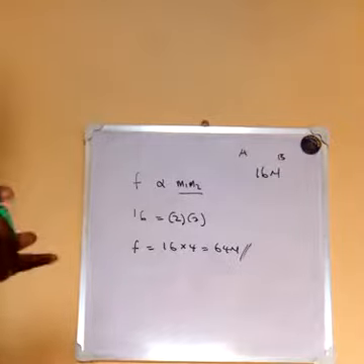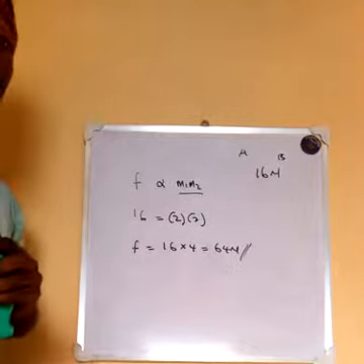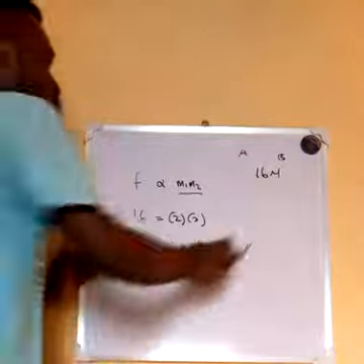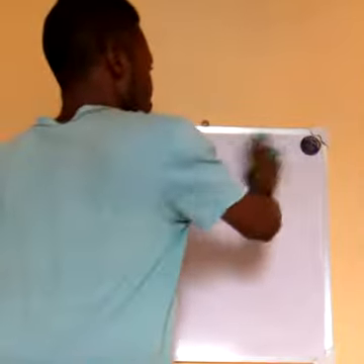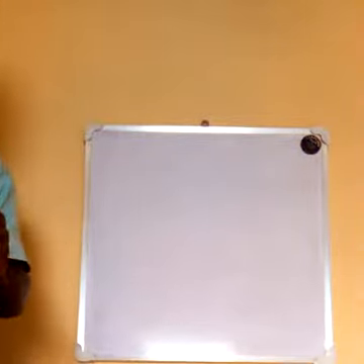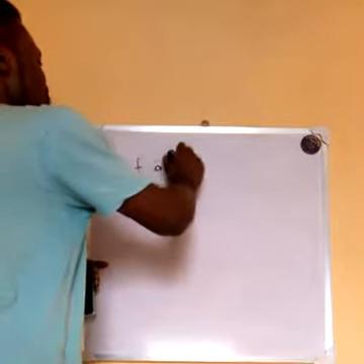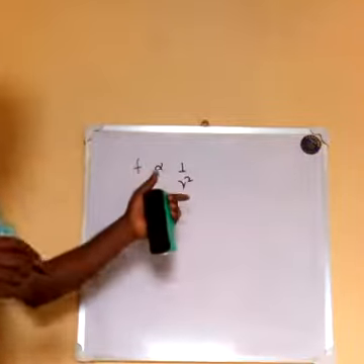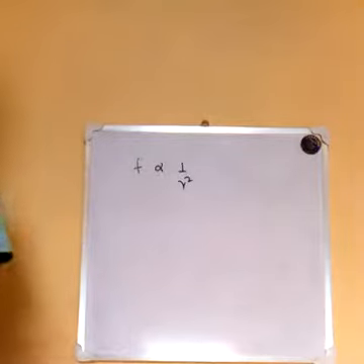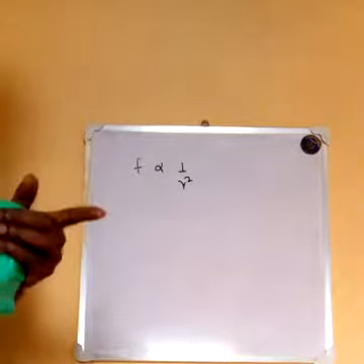The second condition: if the distance is doubled and the mass remains the same, what is the new force of attraction? If you look at the law, the force of attraction is inversely proportional to the square of the distance. Since mass is the same, mass is out of the picture. You are dealing directly with the force of attraction and the distance separating the two bodies.